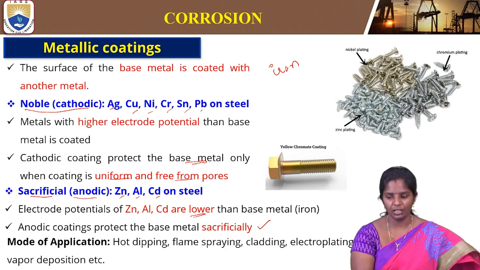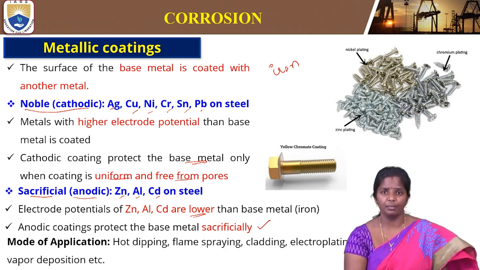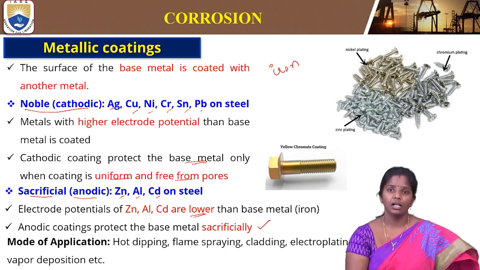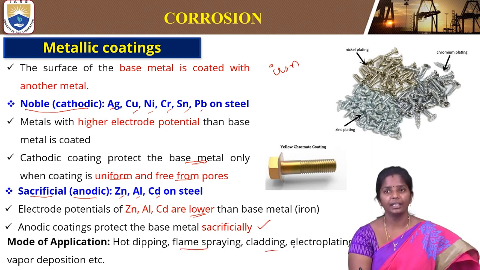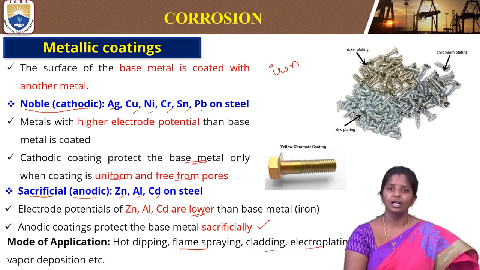So different modes of application are present. The methods are hot dipping, flame spraying, cladding, electroplating, etc. These are some of the methods that are used for depositing the metal coatings.